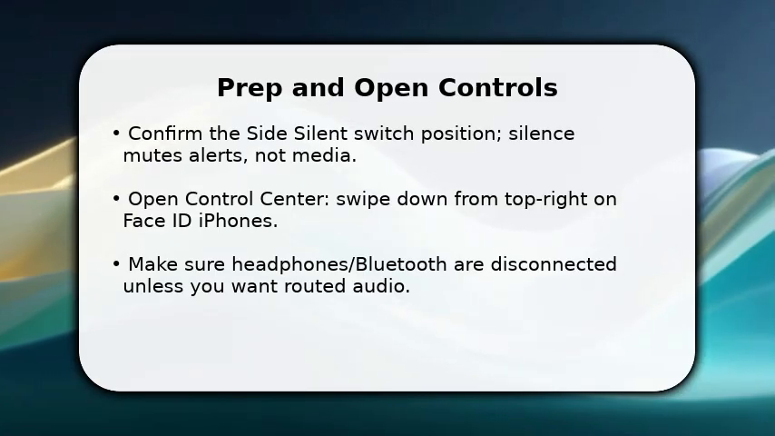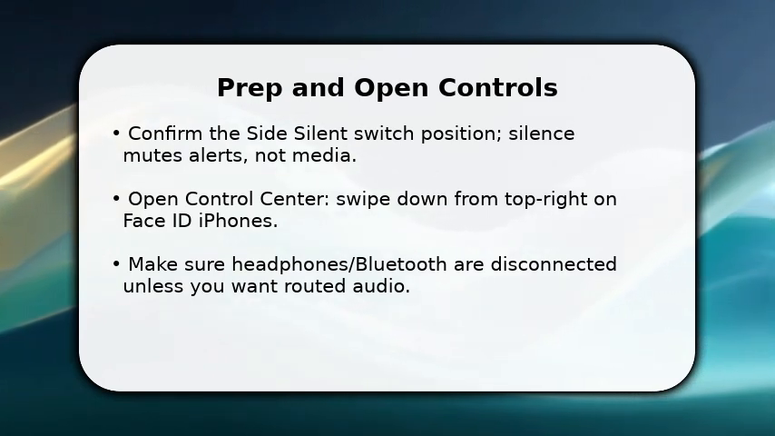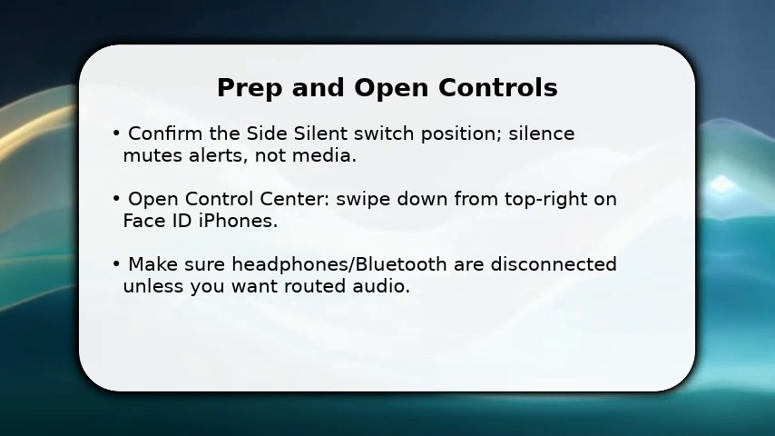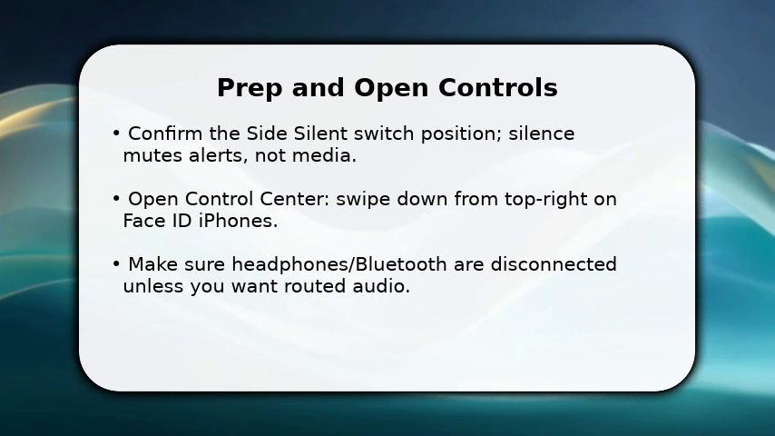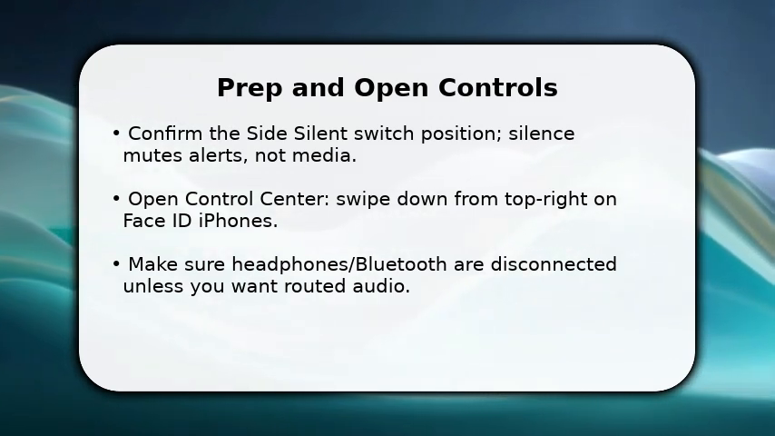You'll start by verifying the basics so adjustments actually affect media. Flip the side silent switch so it's not silencing alerts. Remember that switch doesn't always change media volume. Next, swipe down from the top right to open Control Center. This gives you the fast media slider.